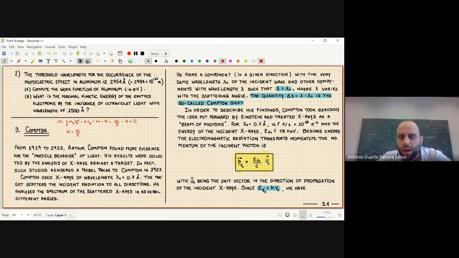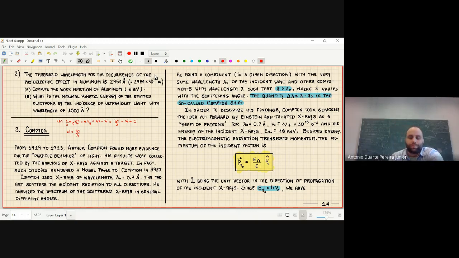Can we use E equals hc over lambda equals h bar omega? Yes, you can use h bar and omega. There is no problem with that.